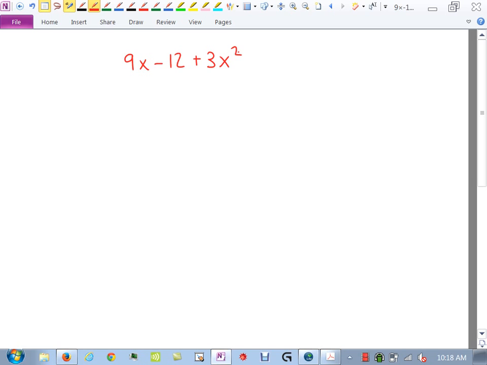Do we have a GCF? What is it? 3. So pull that 3 out. You'll be left with 3x minus 4 plus x squared.